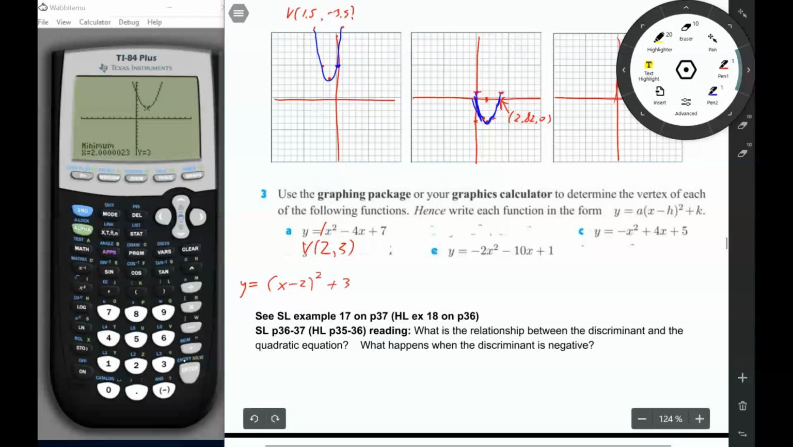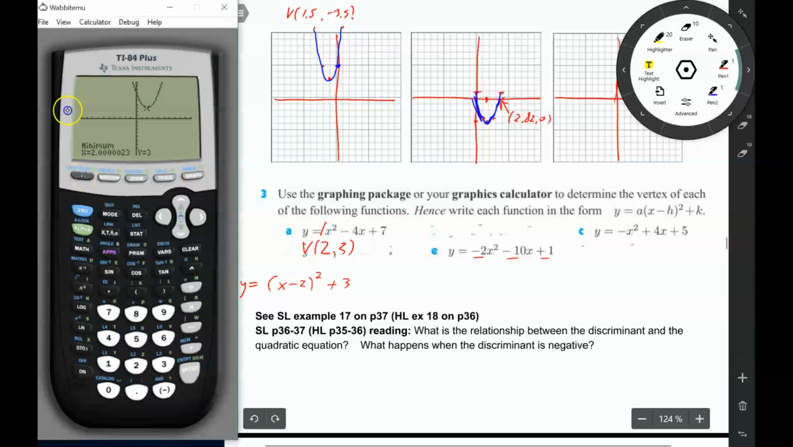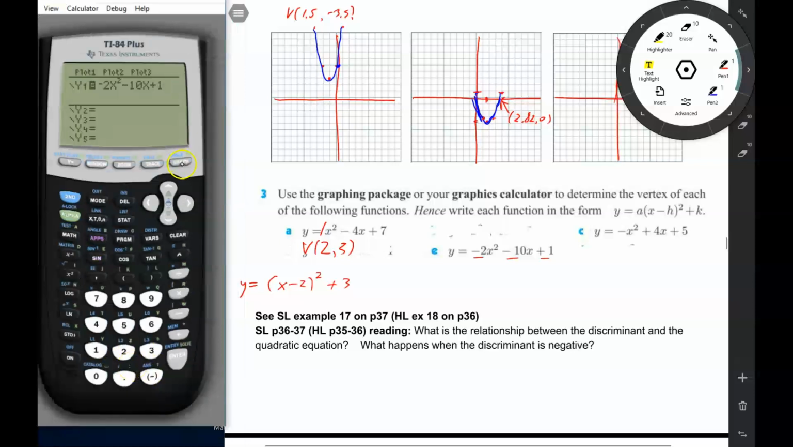E. So I got negative 2x squared minus 10x plus 1. Once again, I'm just going to type this in here, clear that, put negative 2, and when you put a leading minus sign, you need to use that one. Okay, I got it in there. I'm going to graph it.